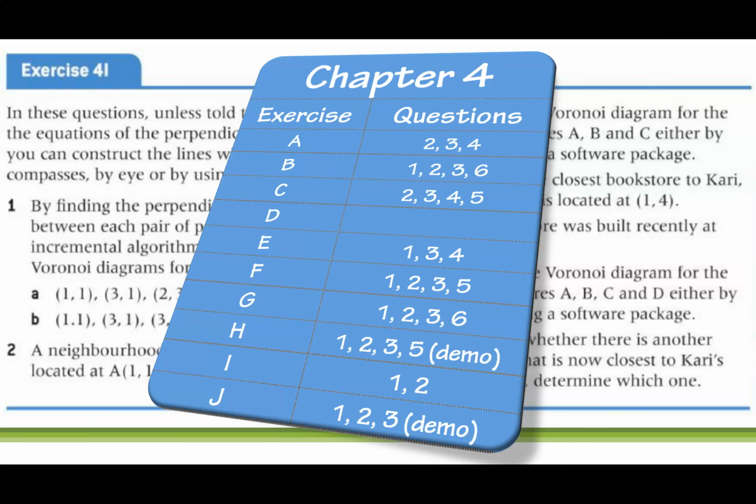Here we go, 4I, questions 1 and 2. They're kind of long questions, so don't get deceived here. This takes a little bit of time. Okay, good luck.